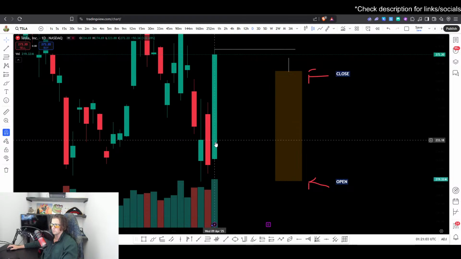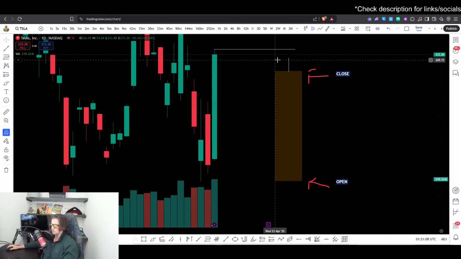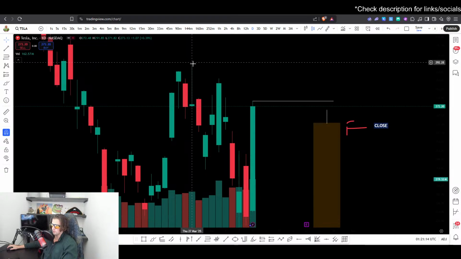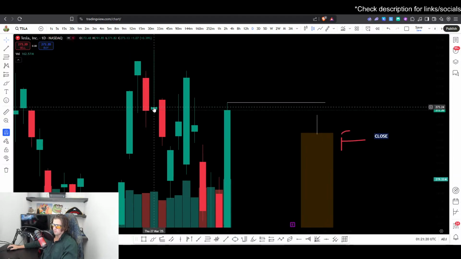All right, and so it's important to know where the high and where the low were, just as much as it's important to know where it opened and where it closed. And so this top wick will show you where the high was. And so some days you'll notice, like for instance right here on the 27th, you had a really small body but an extremely large wick up there, and a very small wick at the bottom.